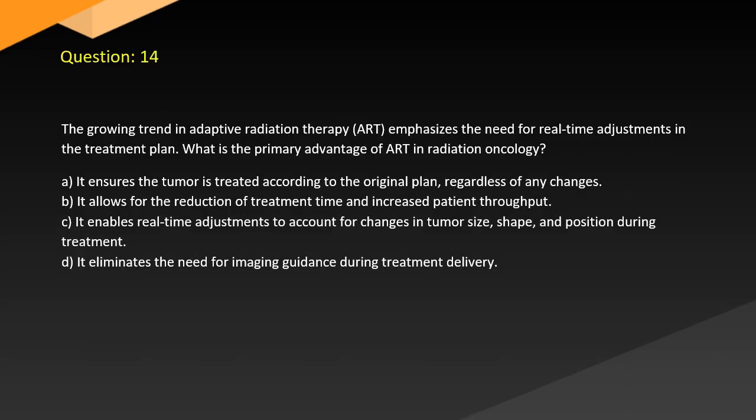Question 14. The growing trend in adaptive radiation therapy emphasizes the need for real-time adjustments in the treatment plan. What is the primary advantage of ART in radiation oncology? A. It ensures the tumor is treated according to the original plan regardless of any changes. B. It allows for the reduction of treatment time and increased patient throughput. C. It enables real-time adjustments to account for changes in tumor size, shape, and position during treatment. D. It eliminates the need for imaging guidance during treatment delivery.